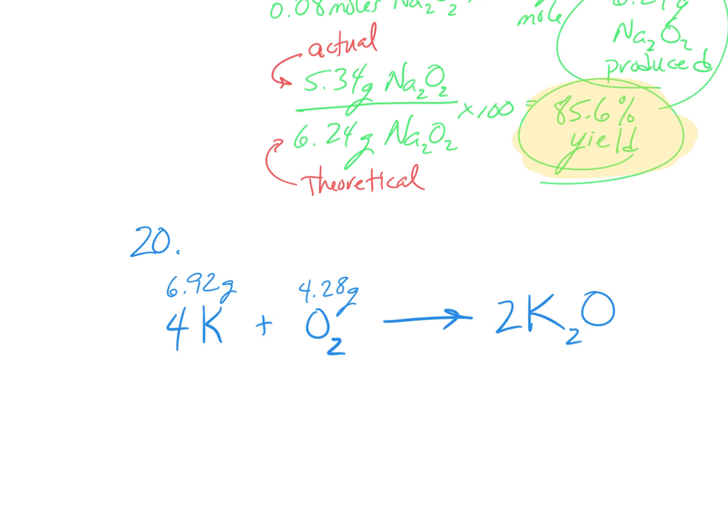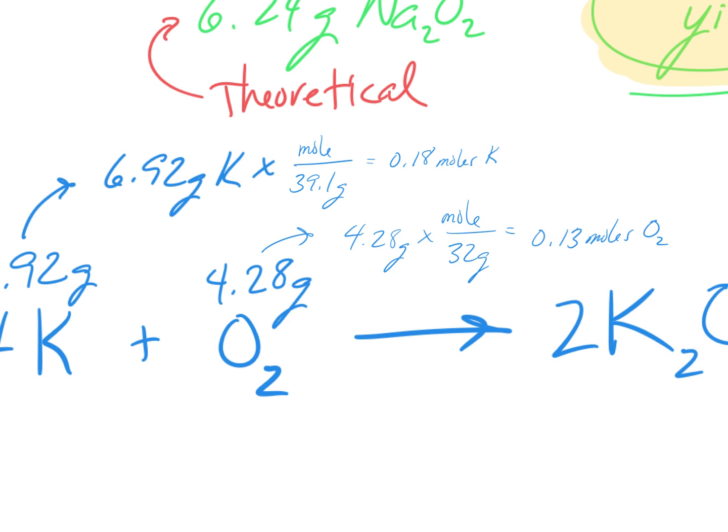Okay, so in this problem, we're reacting potassium and oxygen. This is the balanced chemical equation. But we're given the amount of potassium and oxygen, so we need to find the limiting reactant in order to see how much stuff we can make, how much potassium oxide can we make. So the first step here is going to be to calculate the number of moles of potassium and oxygen. All right, the number of moles of potassium then is 0.18, and the number of moles of oxygen is 0.13.